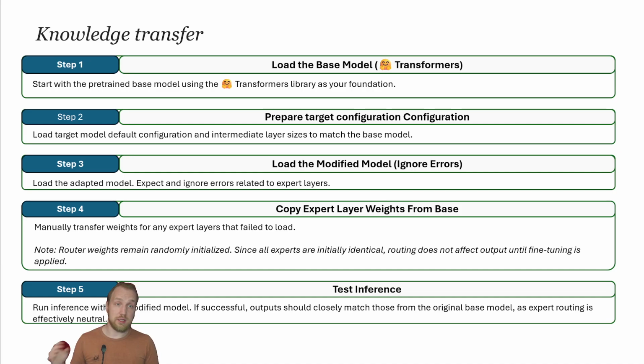We took the base model, loaded it, then we took just the configuration from the target model and modified the intermediate layers to match. Because by default, the MoE models have smaller expert layer dimensions than the Instruct models. The shared layers are wider and the expert layers are narrower. However, in order to transfer the knowledge, we have to have the same dimensions. Therefore, we expanded the sizes.